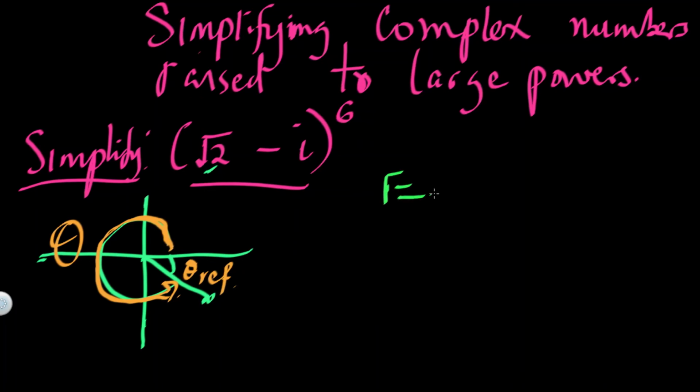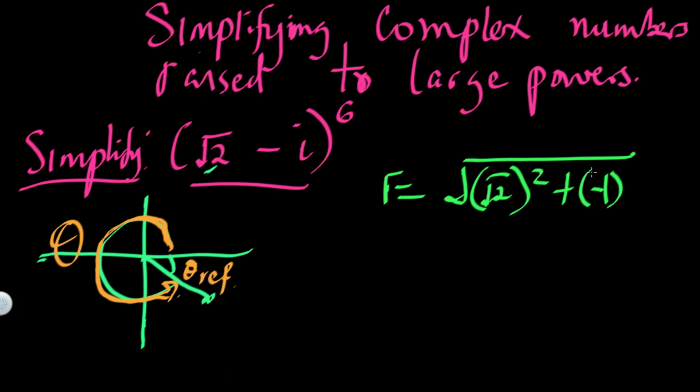So r is equal to the square root of a squared, which is the root of 2 squared, plus minus 1 squared. Our r is root of 2 squared, which is 2, plus 1, so our r is root of 3. This is our r. We can leave it like this, or we can convert it to 3 decimal places, but it's fine. This is our r, and we can now get our theta ref.